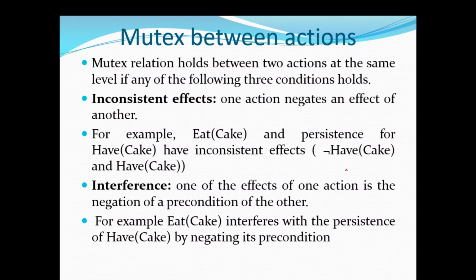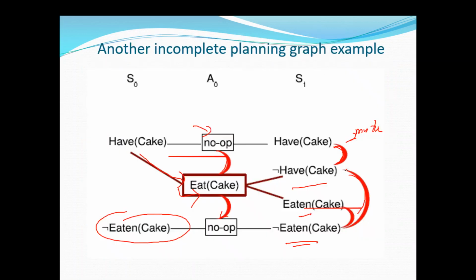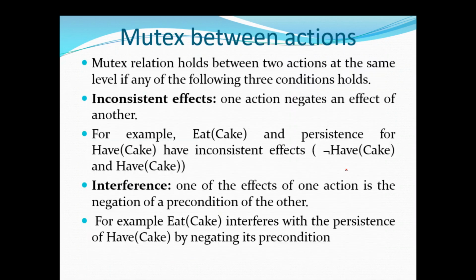Right. Now there are three types of mutex. This mutual exclusion thing can be of three types. The first one is called inconsistent effects. When there is inconsistent effect, basically it will create a mutex relationship.